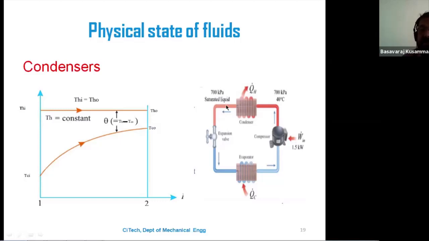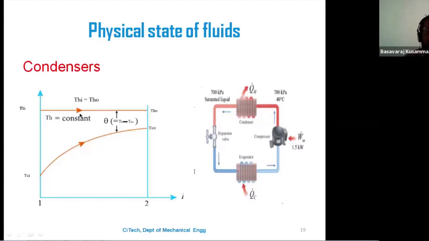In the previous classes, you came to know about this. So what is the condenser? The condenser is equipment which converts vapor to liquid. Whatever heat is extracted in the evaporator, the same amount of heat will be rejected in the condenser, converting vapor to liquid. As compared to the evaporator, the pressure in the condenser is high, but throughout the system it maintains the same pressure. Understand? You have to remember, okay?